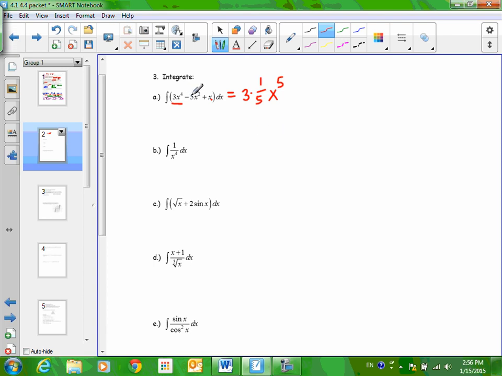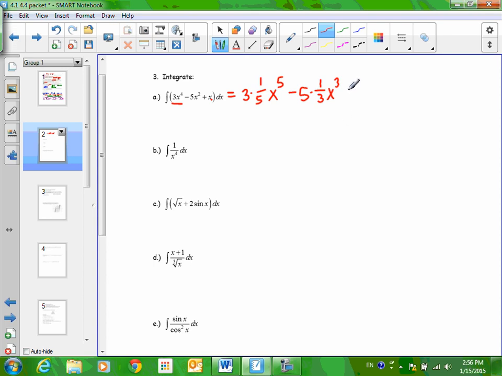All right, so on to the next one. -5 times, leave a space, write your x, and think, what's the new power? 3. It was 2. We add 1 because we're doing antiderivatives. And then the reciprocal of 3 is 1/3. So that's what goes right there in front, in that space.